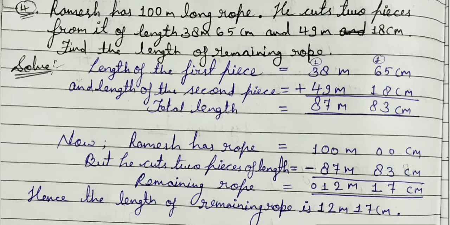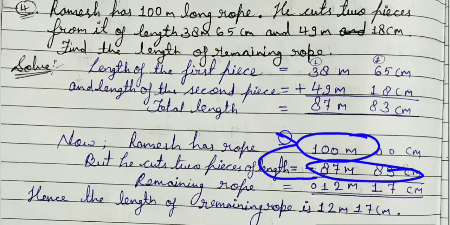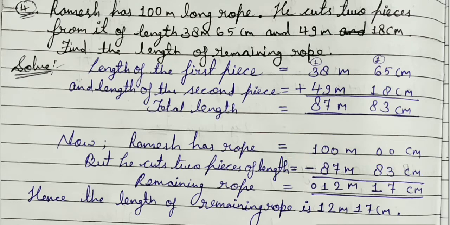For balancing the situation. Now you can see this is the total length of the rope and this is the length that he cut. It means that for calculating the remaining rope we have to subtract 87 meter 83 centimeter from the 100. So that's why I wrote here remaining rope. For calculating the value of remaining rope we have to do the subtraction, so that's why I put the minus sign here. Bachcho, centimeter as it is.